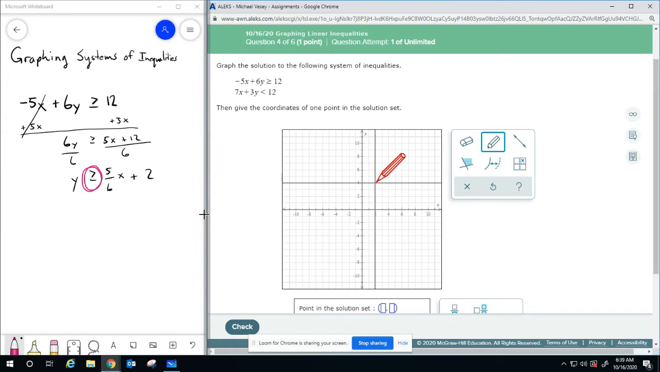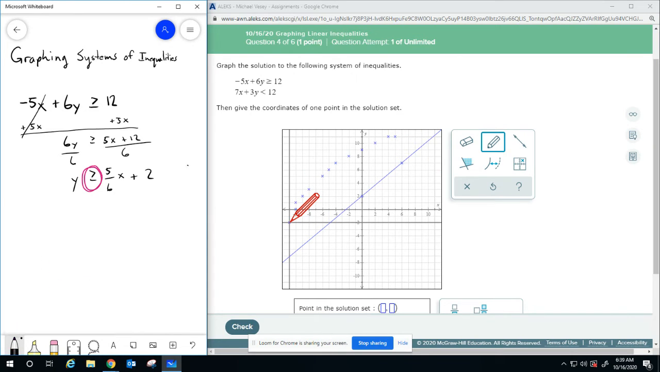So I'm going to come over here to the ALEKS program. I'm going to go to plus 2, and that's my y-intercept, and then from there I will go up 5 units and to the right 6 units. So this should be my line. All right, it's a solid line, and I'm going to be shading above. So I'm just going to put some points out here to remind me that I'm shading somewhere up there, okay?